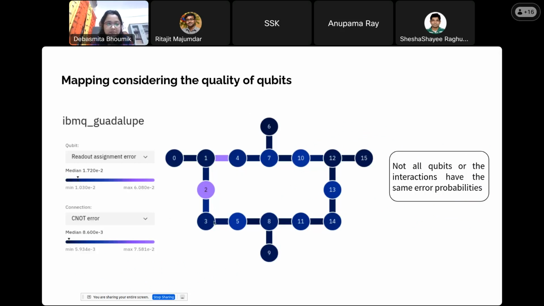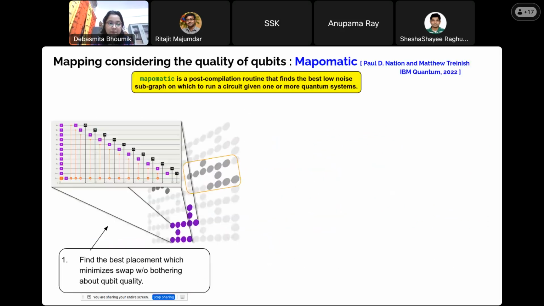The error rates are different. We can see from here by seeing the color code also. So not all qubits or all the interactions, that is the connections between qubits, have the same error probability, and we have to keep that in mind while mapping the circuit to the device. So there is a technique, Map-O-Matic, which considers the quality of the qubits during mapping.